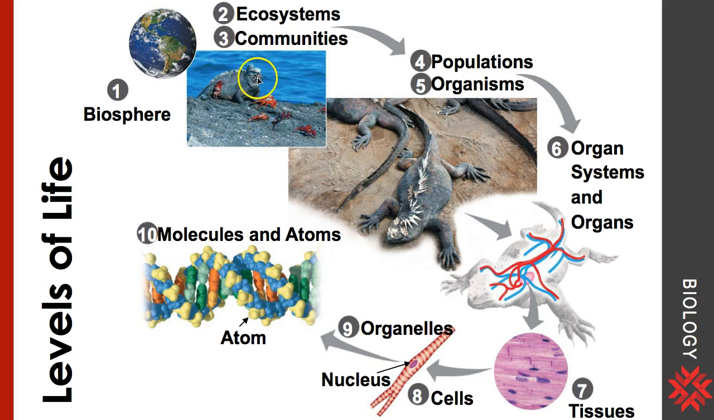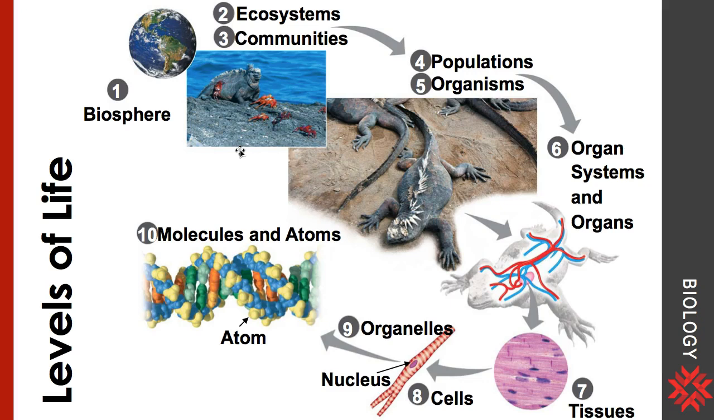And the ecosystem would be made up of the iguanas, the crabs, the algae, the bacteria, all of the different living organisms within that location, as well as all of the non-living physical components like the rocks, the air, the sunlight. Those are all going to affect the organisms in some way. So those organisms are going to interact with that non-living environment within the ecosystem.